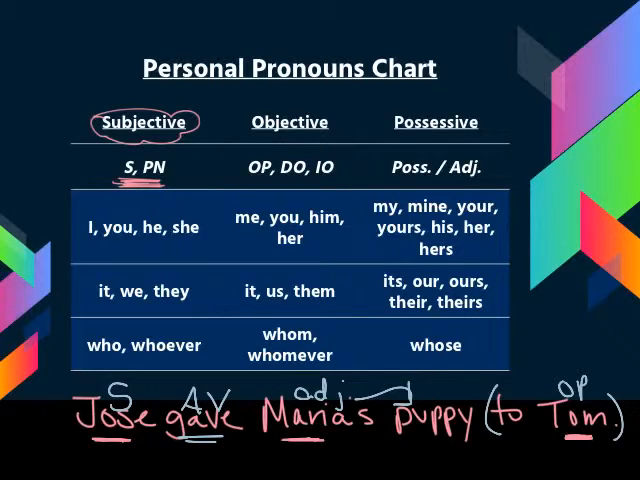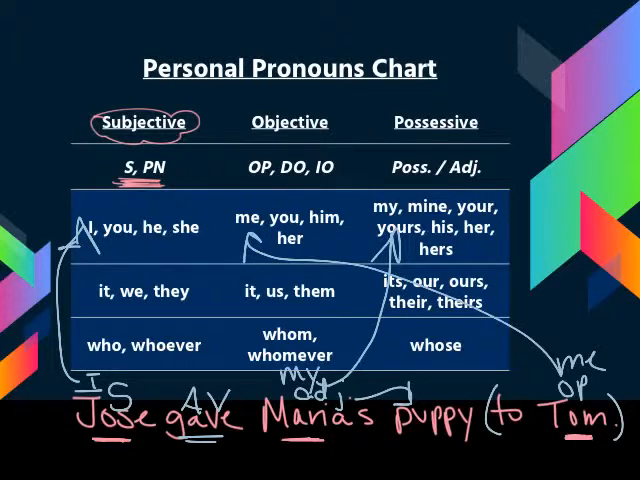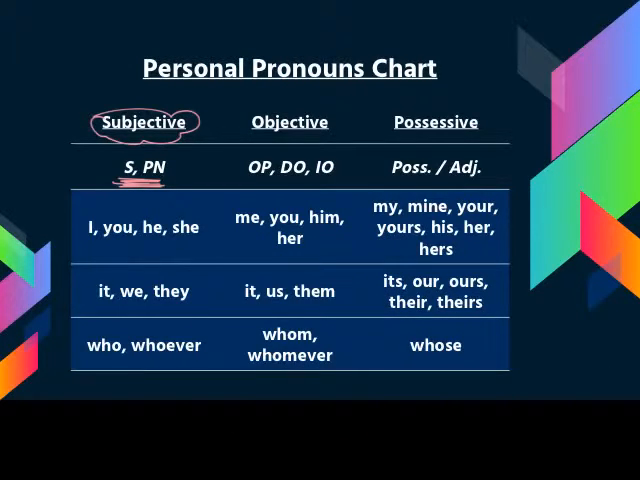So if we replace Jose gave Maria's puppy to Tom with the pronouns related to I, we would say I gave my puppy to me. Sounds a little weird, but you can see how this works. So I is the subjective form, my is the possessive form, and me is the objective form. All we have to do is look at what the noun is doing in the sentence, and we know which pronoun we need to use. I'm going to erase all that drawing now and go back to that chart.